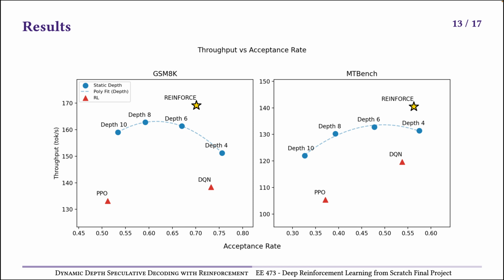The x-axis shows the acceptance rate of proposed tokens. A higher acceptance rate means the model made more accurate or conservative predictions. A lower acceptance rate means the model made riskier predictions.